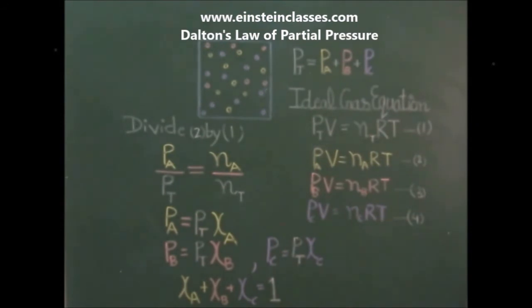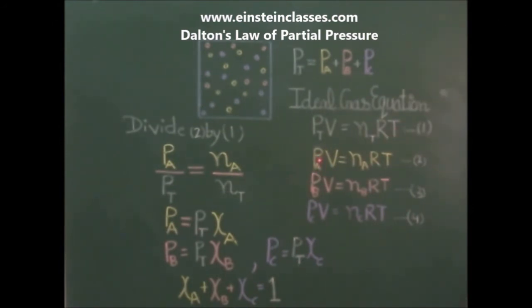There is another important result which we can derive from the ideal gas equation, PV equals nRT. Here we are taking PT. PT means the pressure of all gases, V is the volume of the container and NT is the total number of moles present in this container, that is Na plus Nb plus Nc. R is the gas constant, T is the temperature.